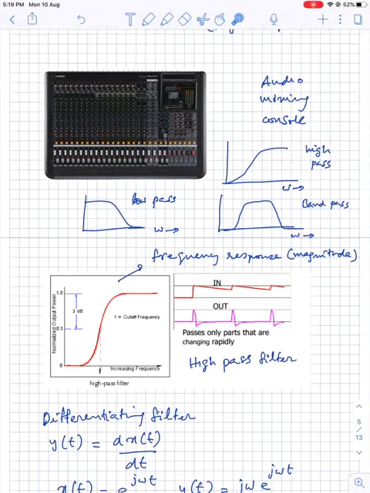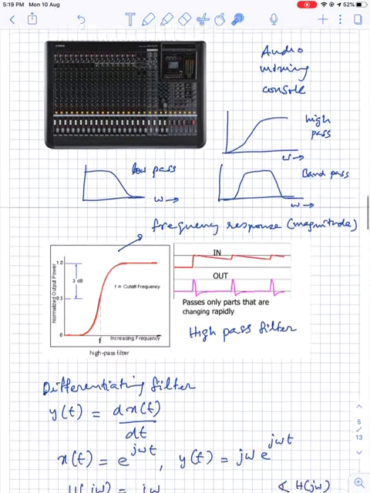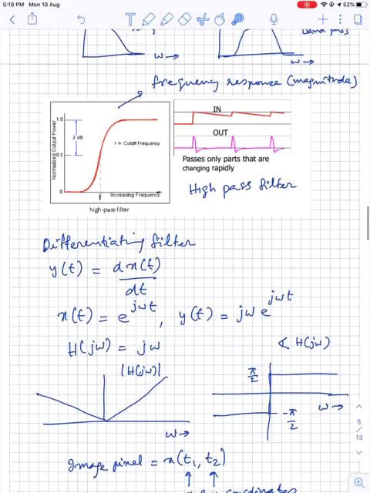If you look at it in frequency, it is like this. If you look at it in time, it is like this. And only those portions of the signal which have high frequency content are passed through the high pass filter. Now we will look at another filter, which is again there in the textbook, which is a differentiating filter.